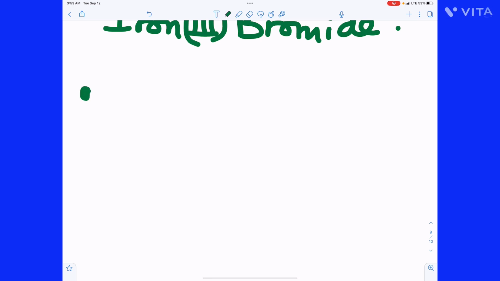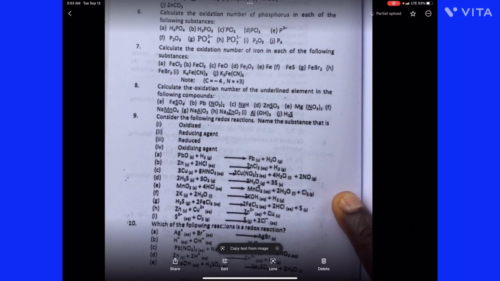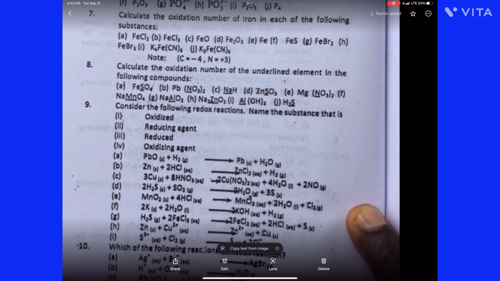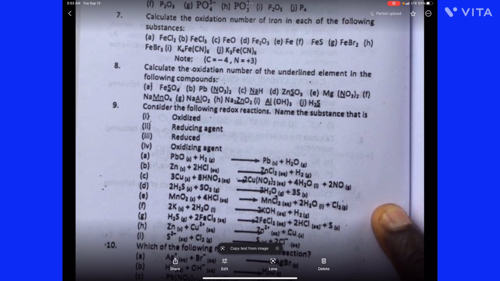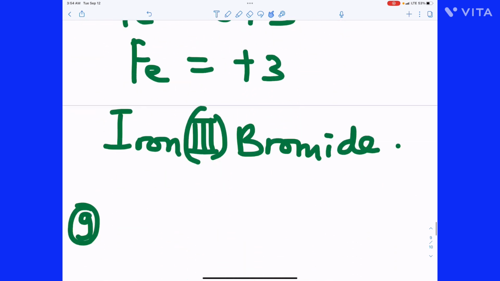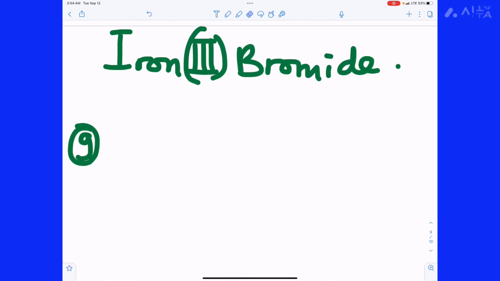So let's go to question G. In question G, it says we should find the oxidation number of iron in. Okay, is it not G we just did now? We've done G, we've done H. So let's go to question I.